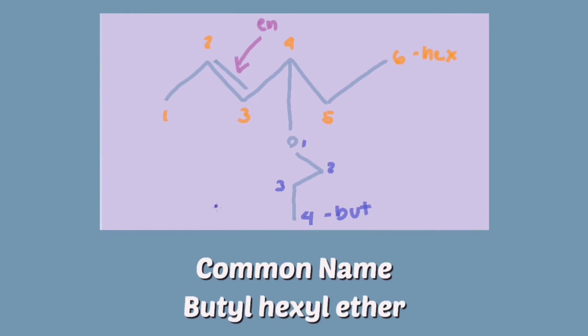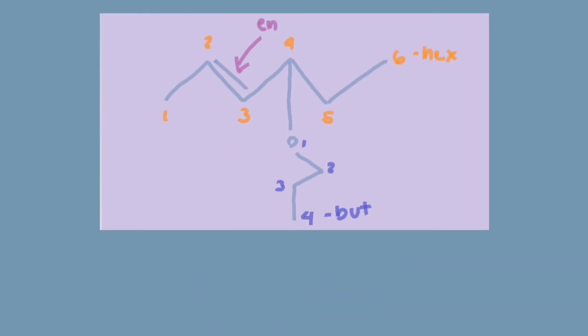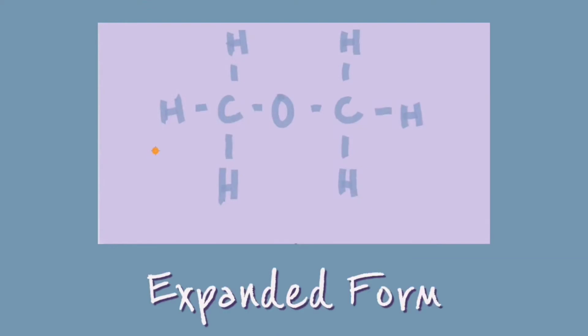The common name of this skeletal form is butyl because there are 4 carbons of the attachment, hexyl because that is 6 carbons of the mother chain, and ether. Now let's try expanded form.